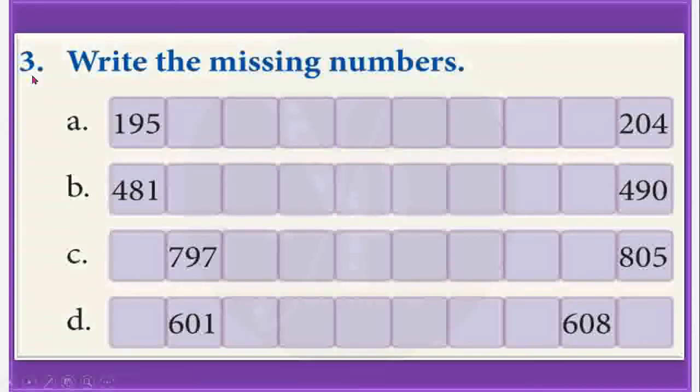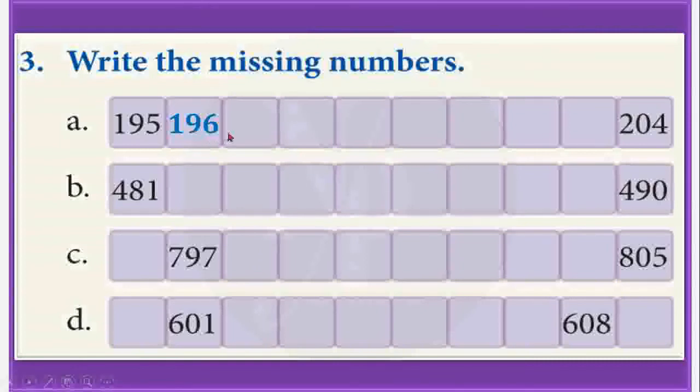Question number 3. Write the missing numbers. So in each of these questions, two numbers are printed in each of the rows and we have to write the missing numbers. So here we have 195 and at the end here we see 204. That means we have to write the next numbers. So after 195, which number do we have? So we have 196. So write 196.